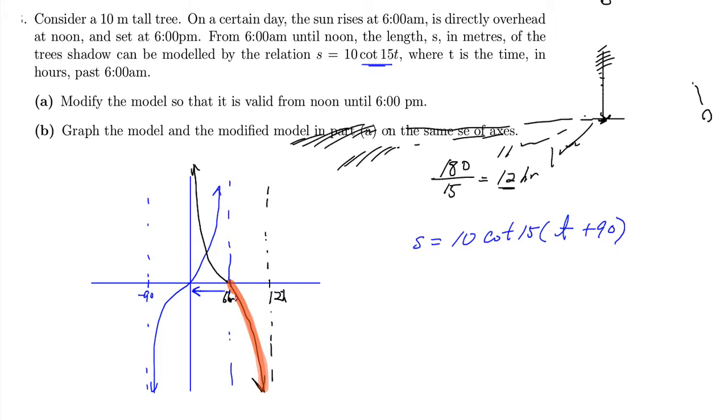Now what we want, we want this to just go here. Maybe I should use a different color here. So that will model from noon to 6 p.m. There shouldn't be any kind of a horizontal compression, so the period will stay exactly the same. The only thing that we want is this, shift to the left 90 degrees. So that's why the only thing that we need to modify is this plus 90.